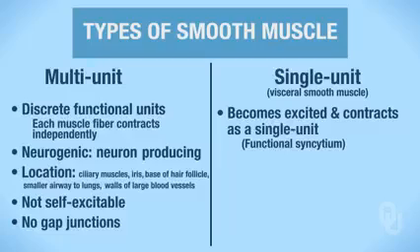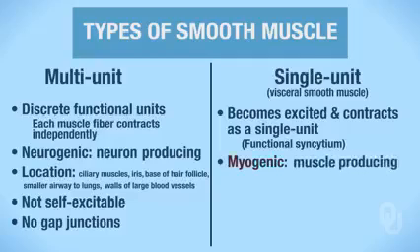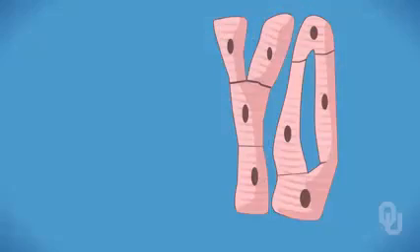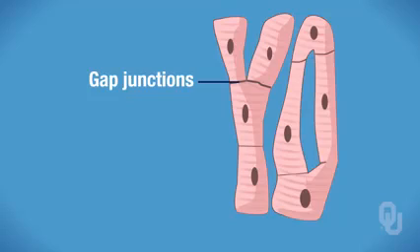This means that single unit smooth muscle is myogenic, which means what? Remember to break down the word. Genic means producing, and myo is muscle. Therefore, it's the muscle cells that initiate contraction. And let's say it's this muscle cell here that initiates contraction. How does this next cell receive that message? Through gap junctions. That's correct.